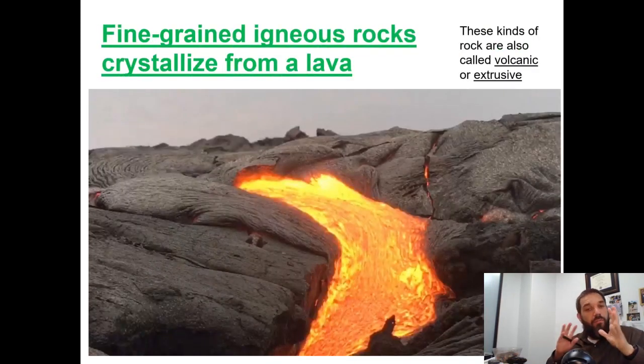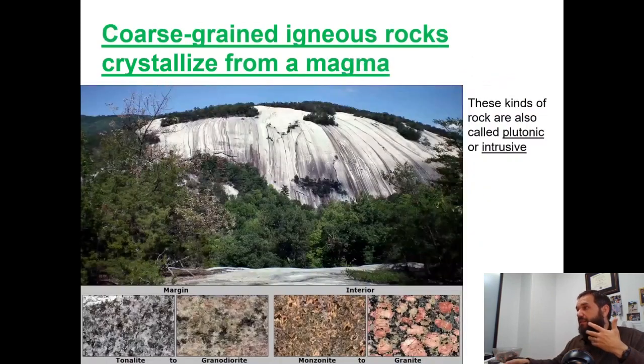So now another important term that you should know is this term extrusive versus intrusive. So a volcanic rock that crystallizes from a lava is extrusive. That means that it extruded onto the surface. Versus a rock that's solidified underground from a magma, we call that intrusive or plutonic.